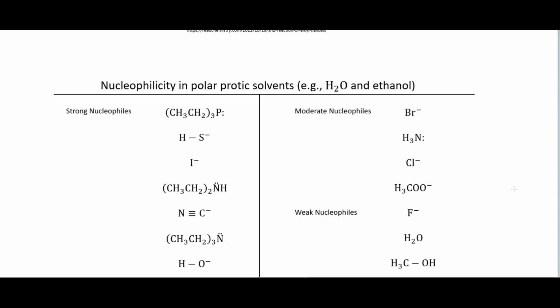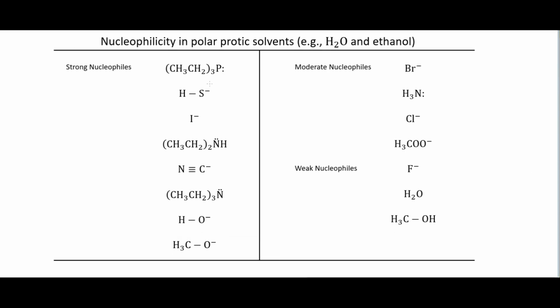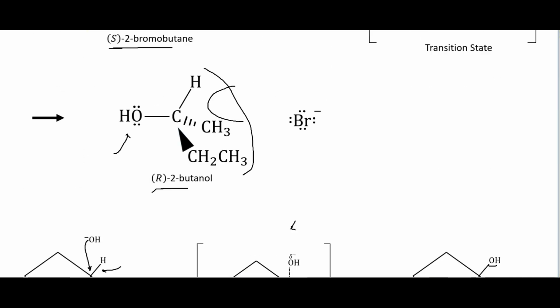Then we have nucleophilicity in some polar protic solvents, and we can see that these are some strong nucleophiles right here, like the hydroxide, the methoxy, our iodide, and this sulfide. We get to our moderate nucleophiles like the bromide, this amine, this chloride, this acetate. Then we get to the weak ones like the fluoride, our water, our methanol. But anyway, those are just some common trends we see here.